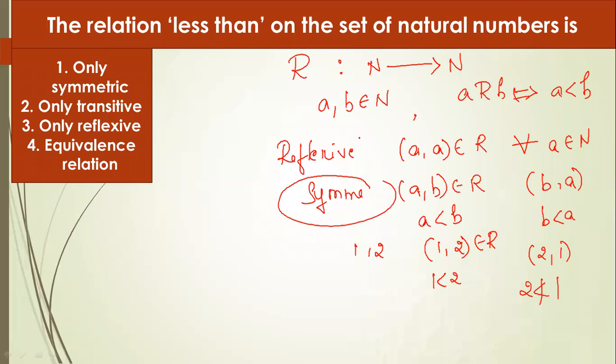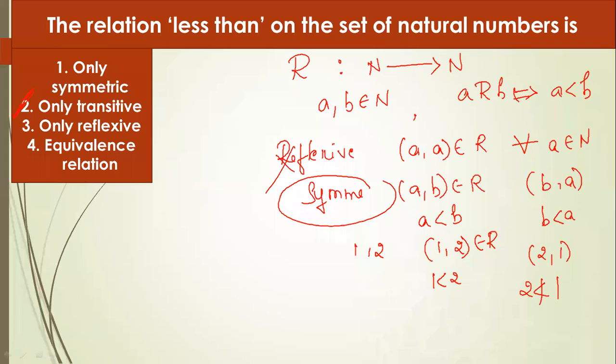Of course, it is not reflexive because any number cannot be less than itself. Correct? It is only equal to it. So it is not reflexive. So if it is not symmetric and not reflexive, it cannot be equivalence. So what should be my correct option? Second one. It should be only transitive.